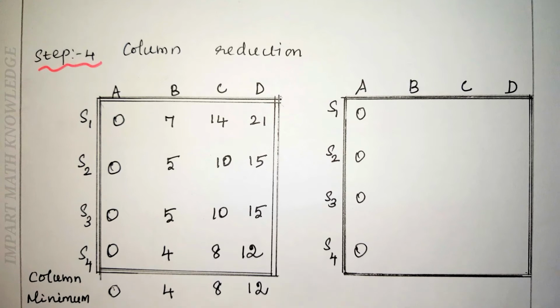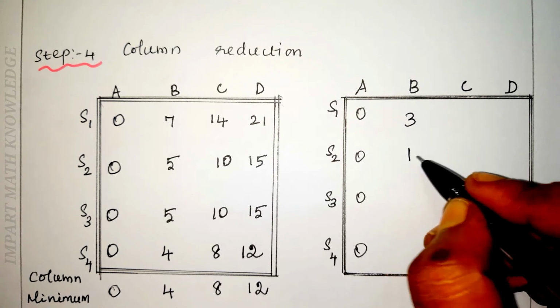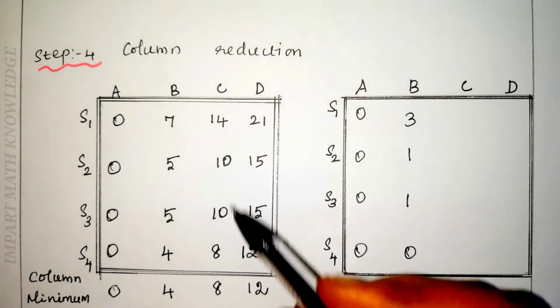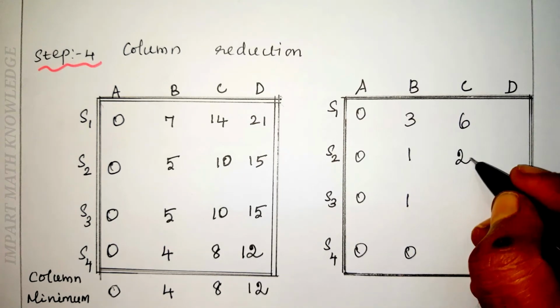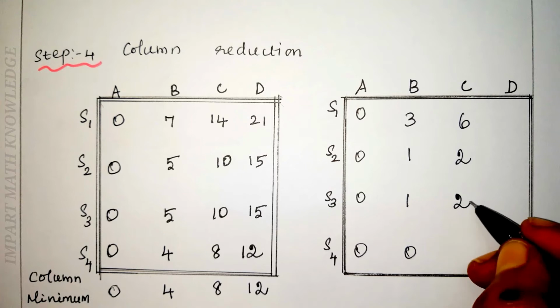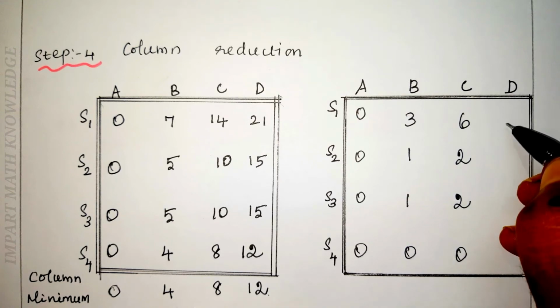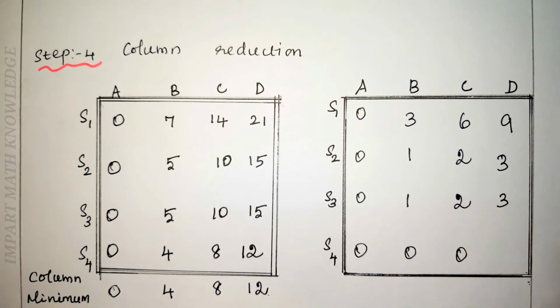Second column, the least number is 4. With this you subtract all the elements, that is 7 minus 4 is 3, 5 minus 4 is 1, 5 minus 4 is 1, 4 minus 4 is 0. Third column, 14 minus 8 is 6, 10 minus 8 is 2, 10 minus 8 is 2 again, 8 minus 8 is 0. Now fourth column, the least number is 12, that is 21 minus 12 is 9, 15 minus 12 is 3, 15 minus 12 is 3 again, 12 minus 12 is 0. Now column reduction is over.